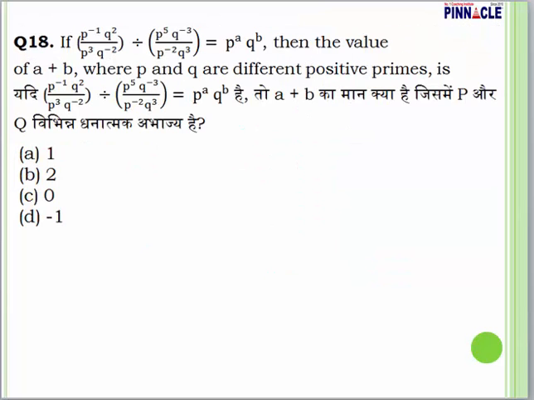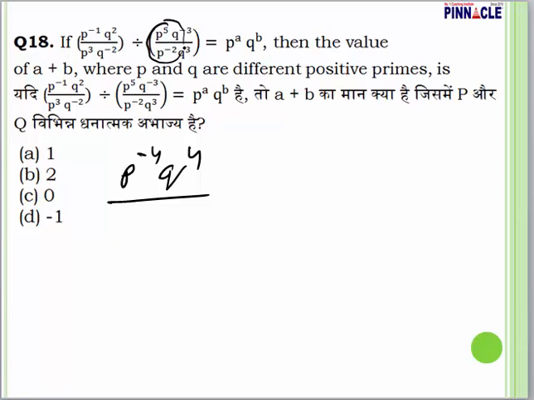Now what is the question? If this is given, you can write this expression in this format, because here there is p to the power 3 in the denominator, but you can write it as p minus 1 and p minus 3, that is p minus 4. In place of q you can write q to the power 2, and when it goes to the numerator it will become q to the power 4, divided by p cubed.